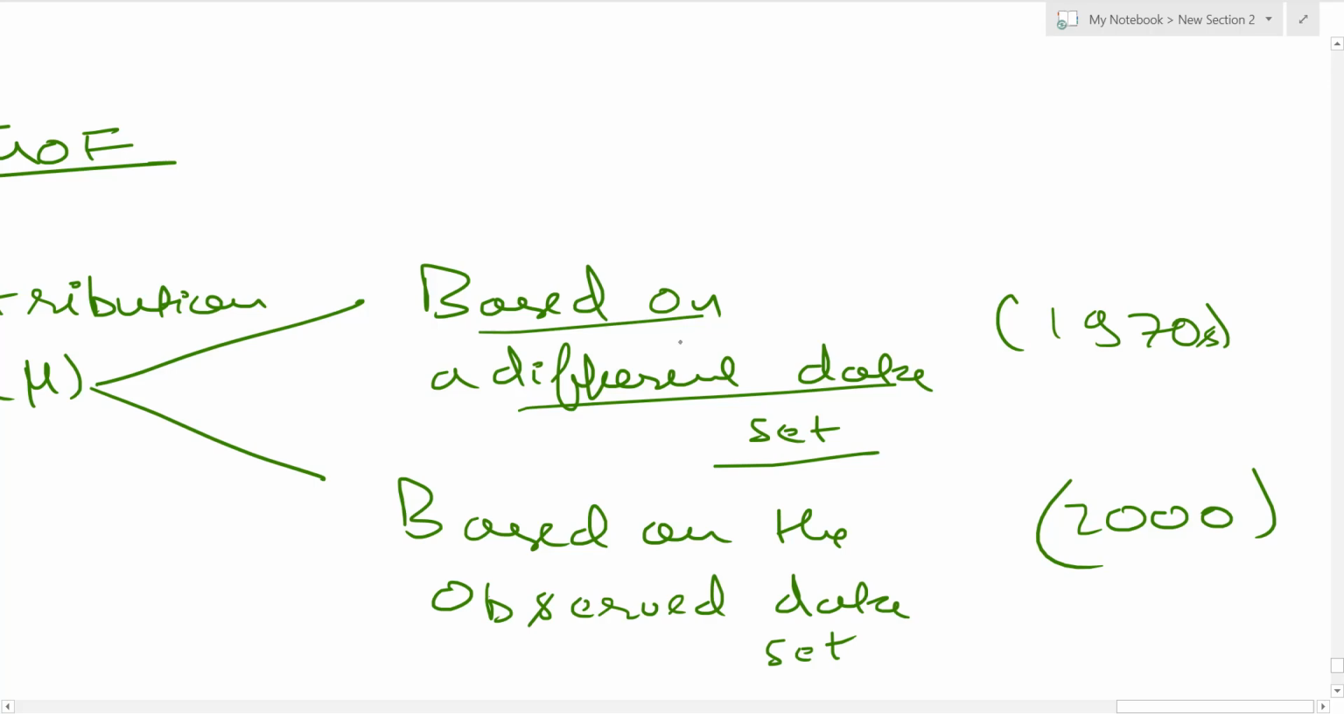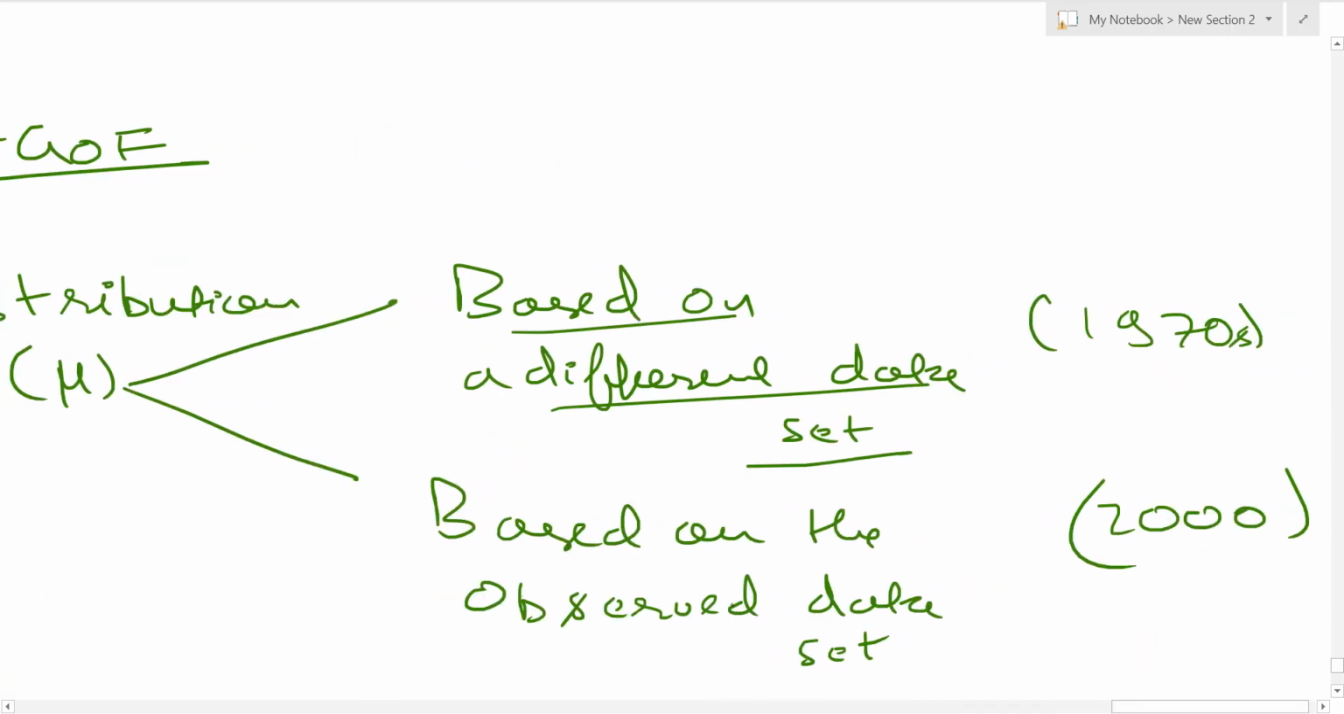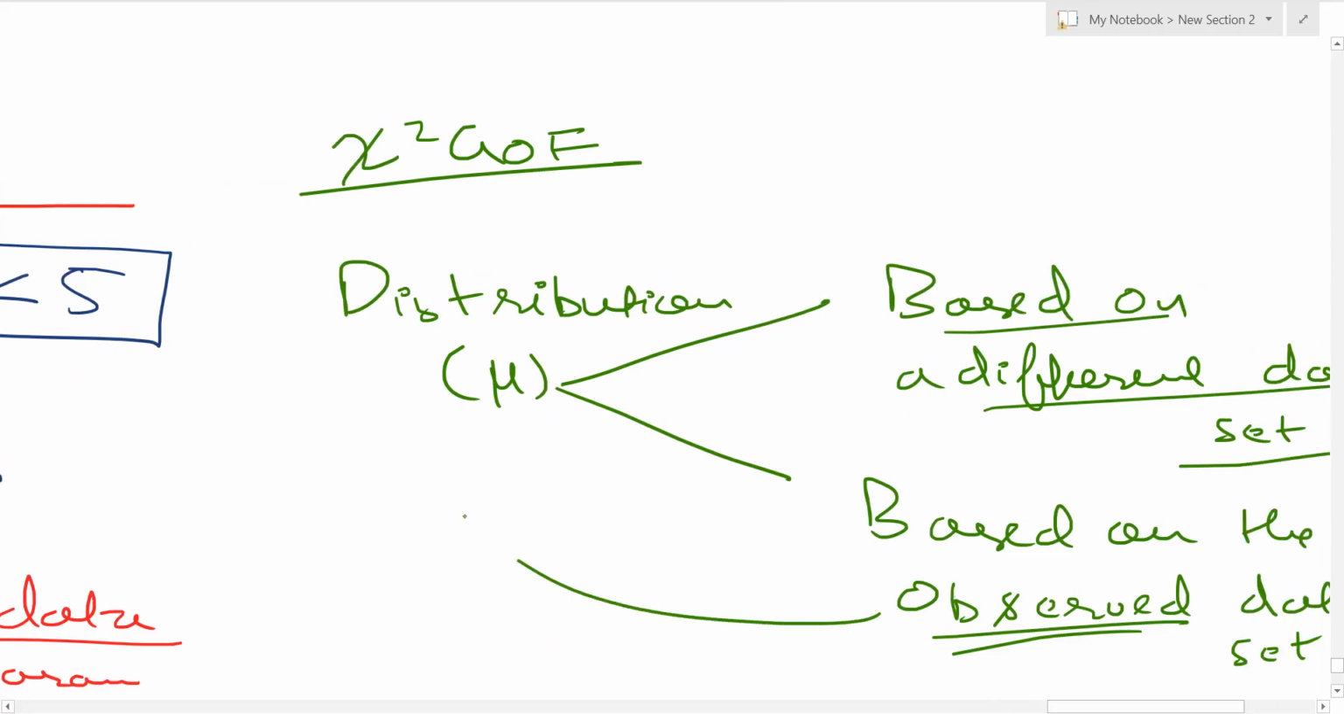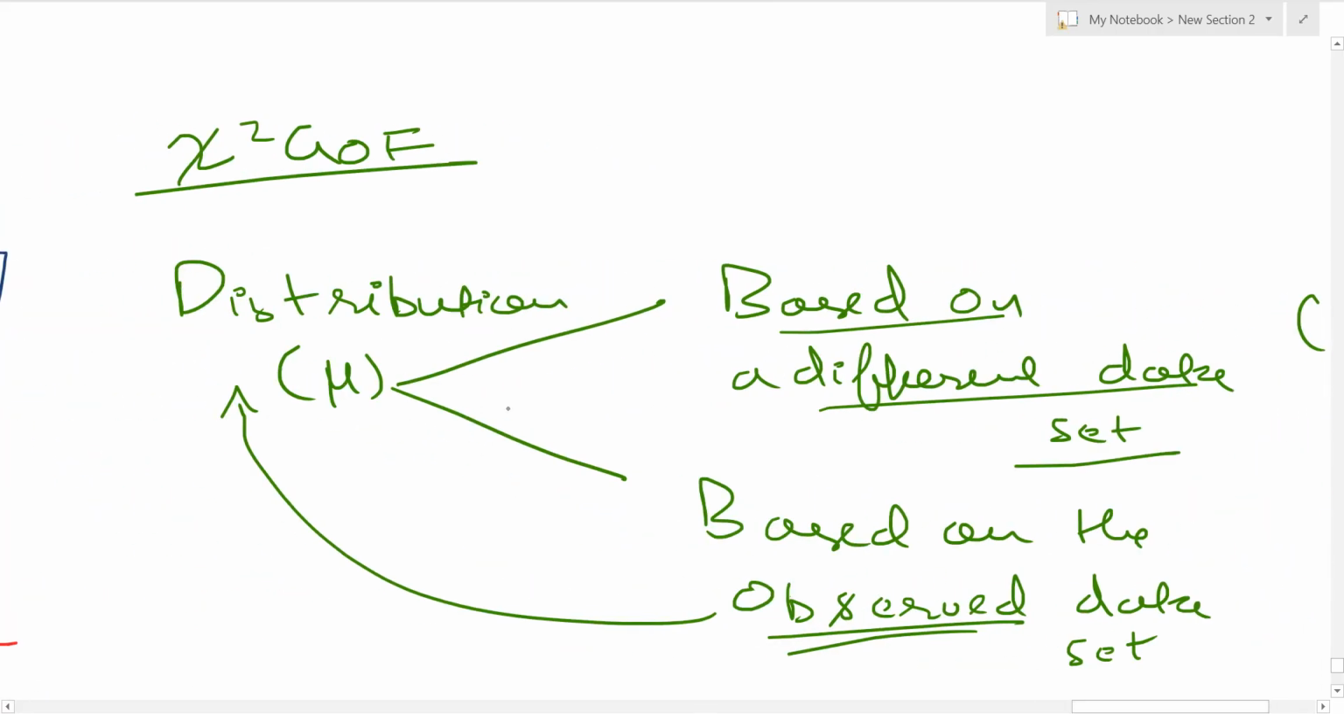Right, it can be any different data set, and we can use that to calculate the parameter of the distribution that we are checking the validity of this observed data. Whether this observed data conforms to this distribution or not, that is what we are checking. Its parameter value can be calculated based on an entirely different data set or this observed data set.